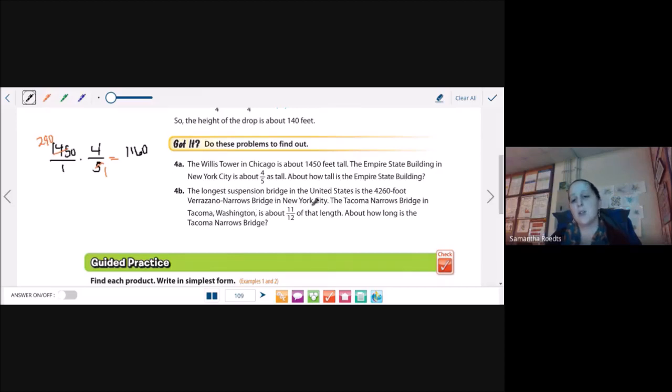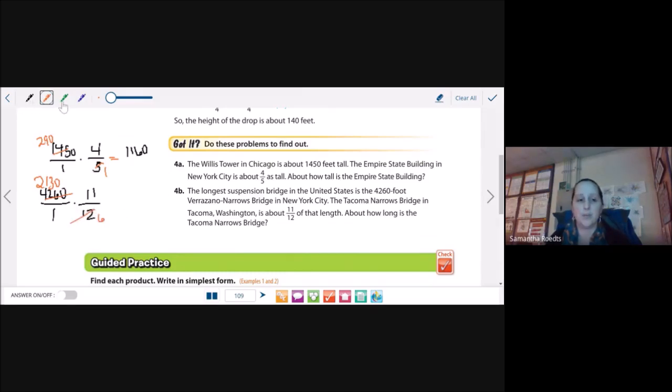For B, the longest suspension bridge in the United States is the 4,260-foot Verrazano Narrows Bridge in New York City. The Tacoma Narrows Bridge in Tacoma, Washington is about 11/12ths of that length. About how long is the Tacoma Narrows Bridge? So I have 4,260 over 1 times 11/12ths. I know for sure that I can divide these by 2. So 4,260 divided by 2 is 2,130. 12 divided by 2 is 6.